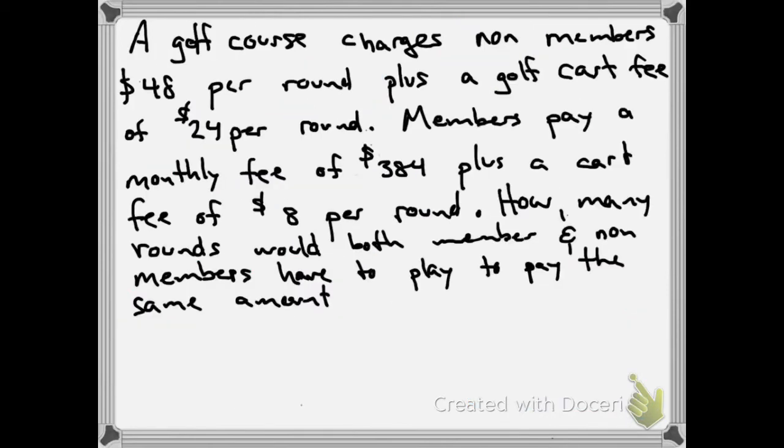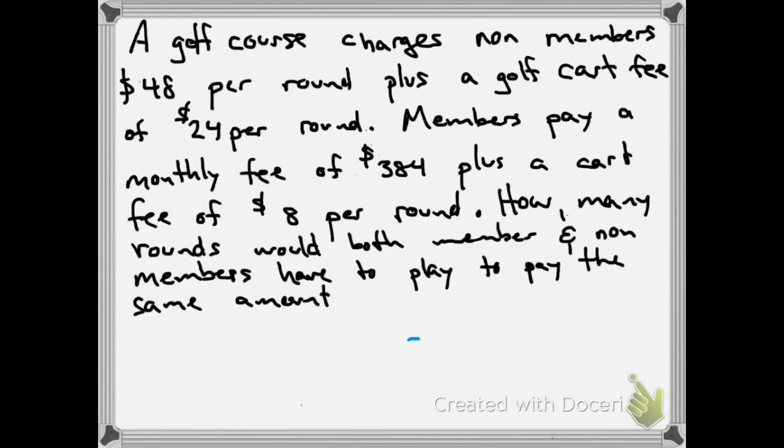All right, this is a pretty tough question that we're going to look at here, but it works in terms of financial literacy to see if it's worth joining a membership or renting or something like that. So let's go through. A golf course charges non-members $48 per round, plus a golf cart fee of $24 per round. Members pay a monthly fee of $384 plus a cart fee of $8 per round. How many rounds would both members and non-members have to play to pay the same amount?